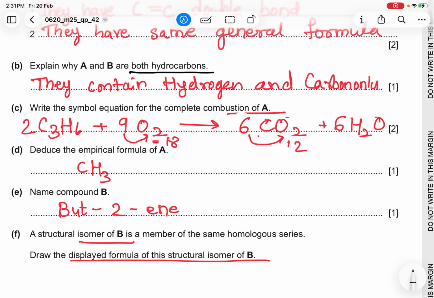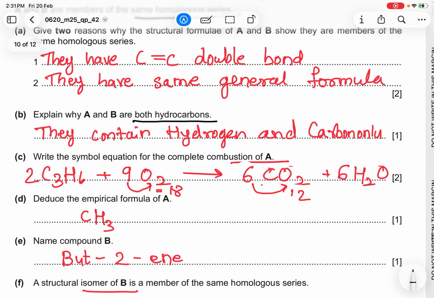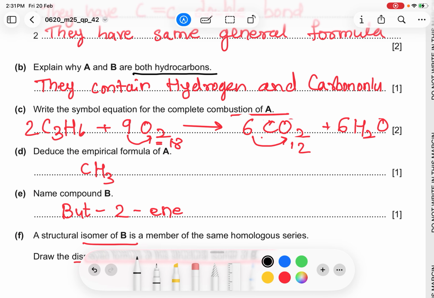Write the symbol equation for the complete combustion of A. So here A is nothing but a 3 carbon compound, which is propene, which is C3H6. For combustion reactions, it always reacts with oxygen. And the products formed here are carbon dioxide and water. Once you write that, then you have to balance the equation because it is for 2 marks. So, how are you going to balance the equation?